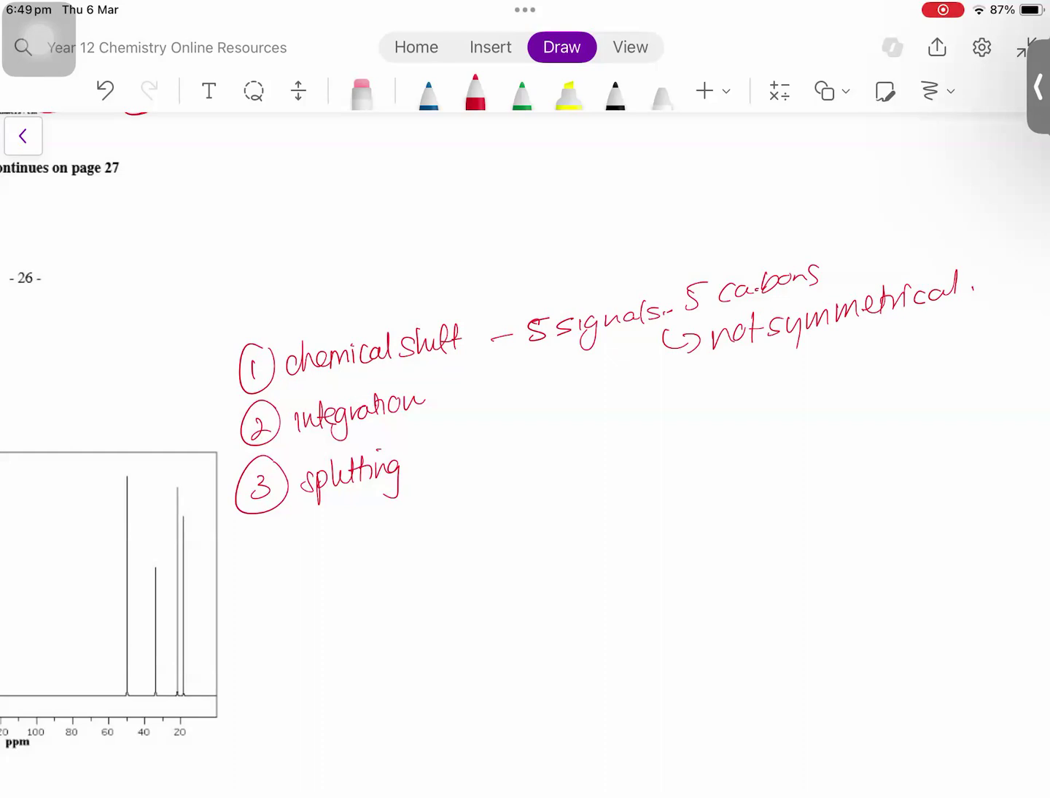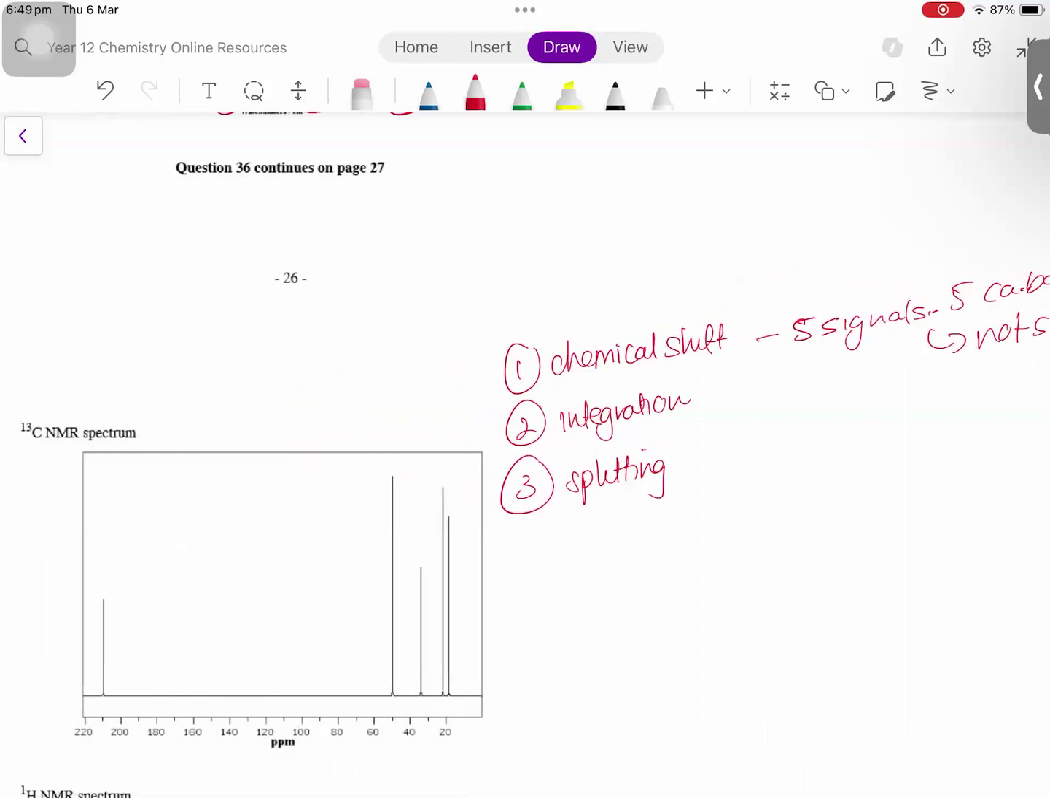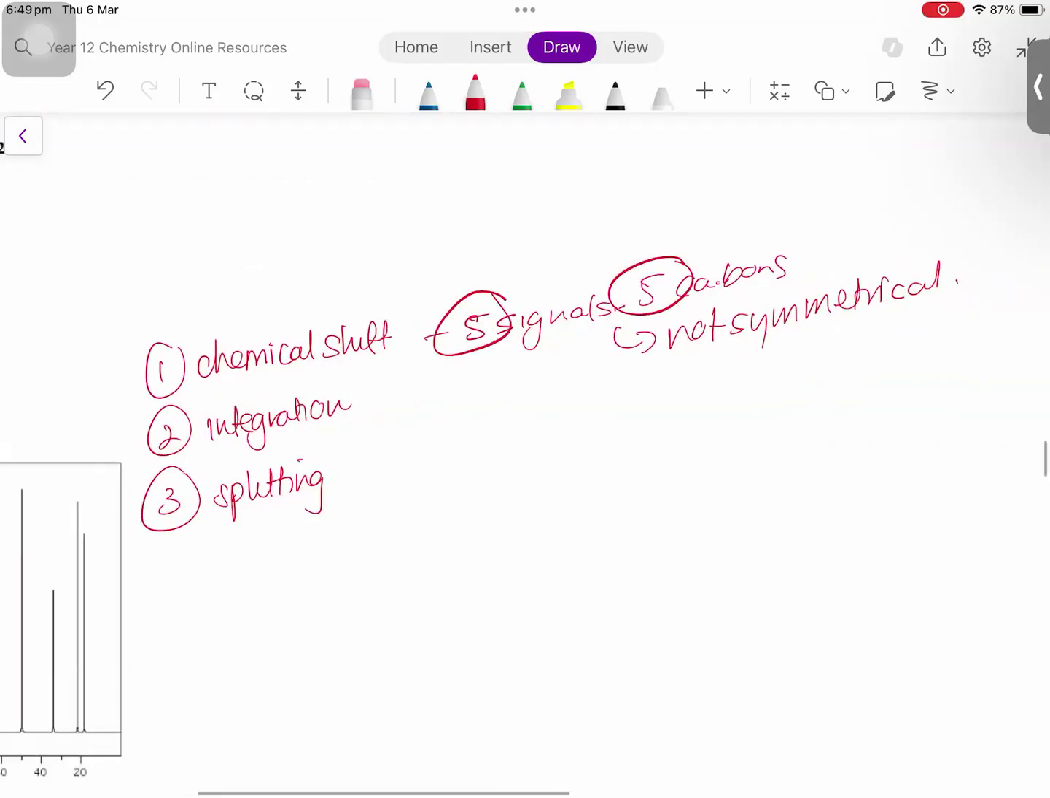You do have integration on a carbon-13, and integration is just how tall the peak is. The only thing is, you normally don't get told the integration for carbon-13. They normally just don't tell you. In this case, you don't need to be told the integration because we said five signals, five carbons, which means each signal is integrated to how many carbons, guys? One. Yeah. So integration is how tall the signal is, which is how many carbons cause that signal. You've got five signals, you've got five carbons. That means each signal integrated to one carbon.